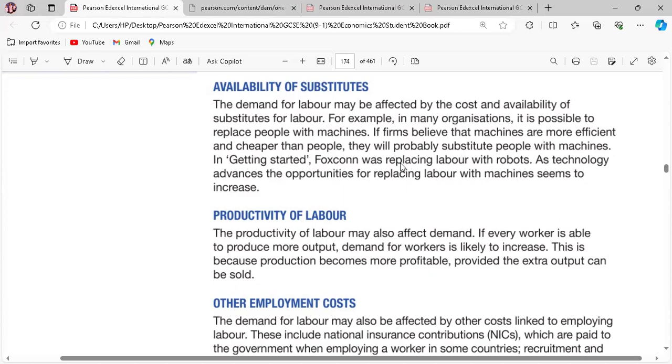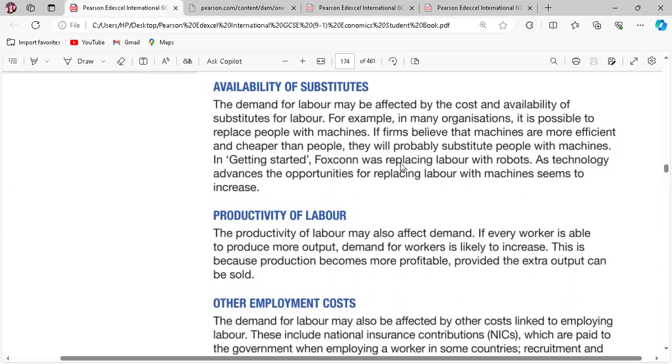So if firms understand or realize that investing in capital equipment like technology or machines is more efficient and more productive than employing workers, then they will start investing in capital goods like equipment, machines and technology rather than investing in people. So they will not hire.